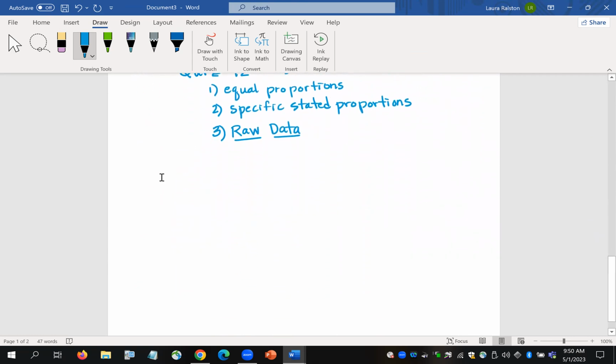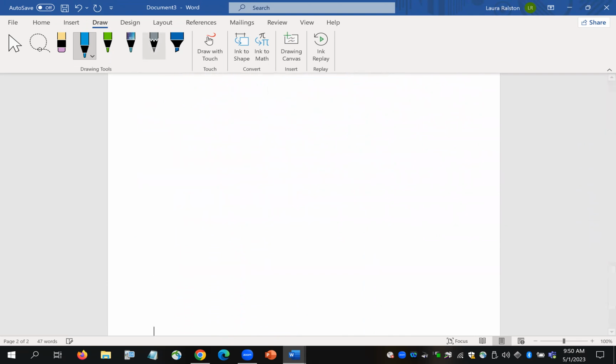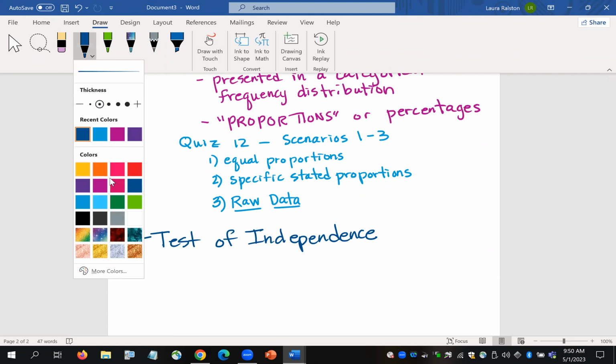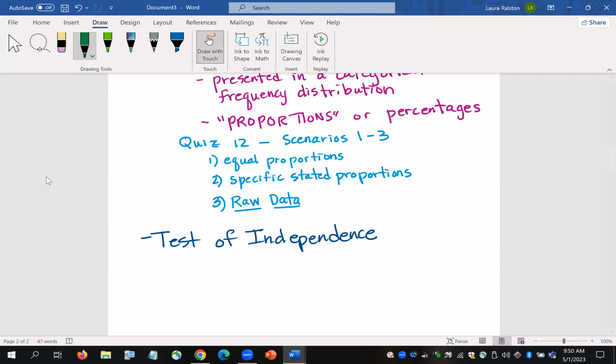Then we had test of independence. With test of independence, you are looking at two qualitative variables related to one group or one sample.